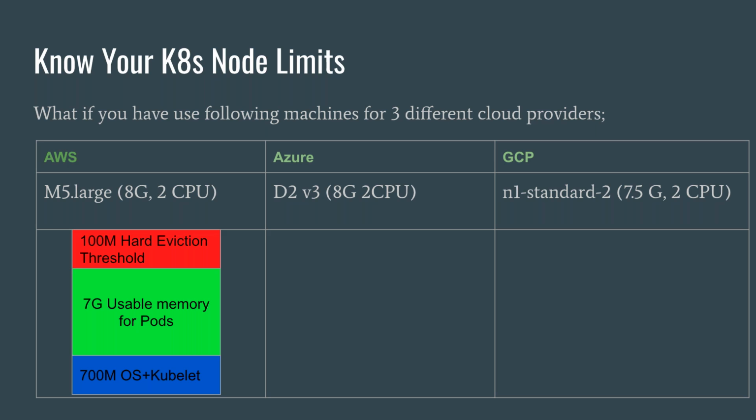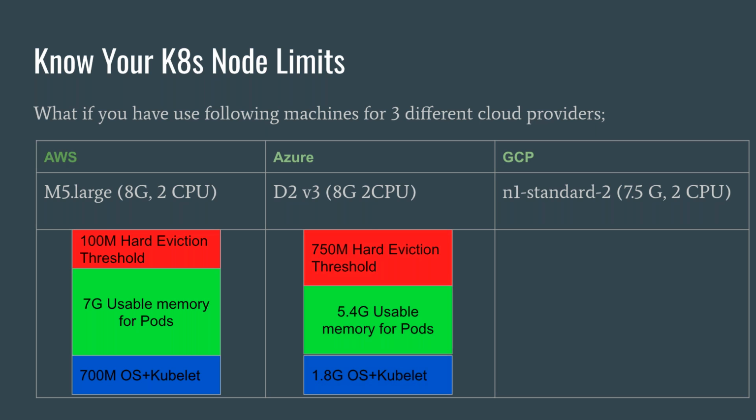700 megabytes will be used for the operating system plus the kubelet. So kubelet is one of the important components for Kubernetes clusters. And we say that we will use Kubernetes in order to deploy our in-memory technology very easily. So we need this one. And in total, you will have 7 gigabytes of usable memory for the pods. So when you say M5 large, it is not 8 gigabytes. Actually, it is 7 gigabytes. So you need to think about this kind of operation.